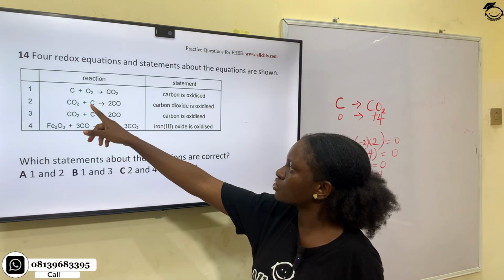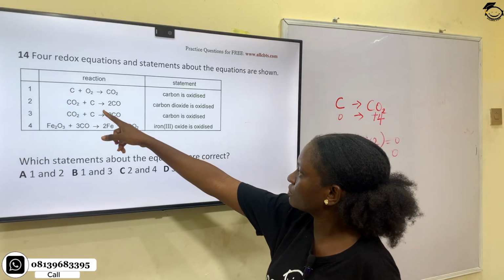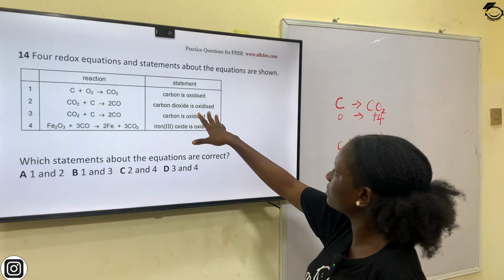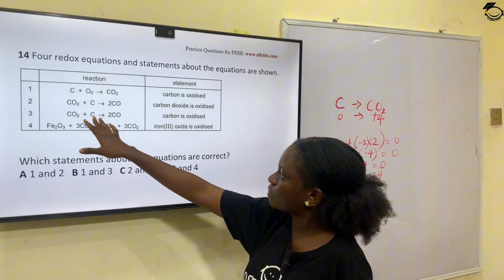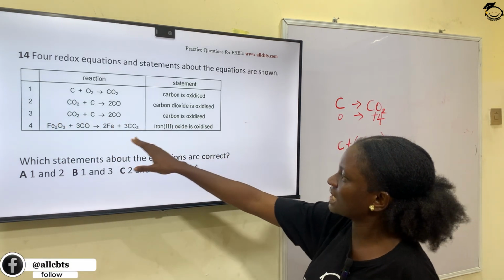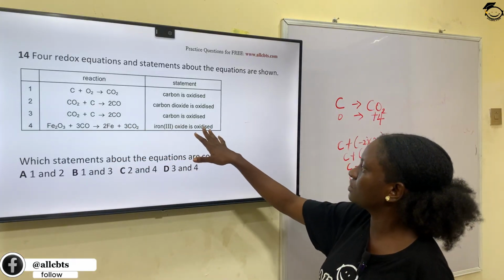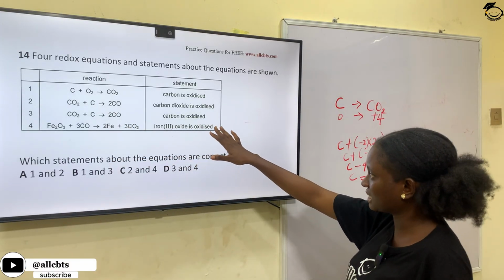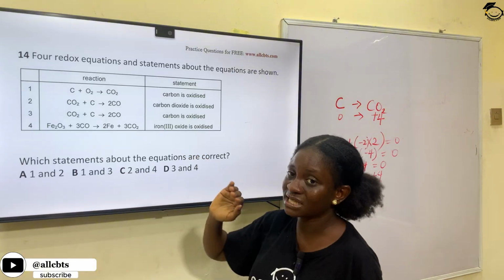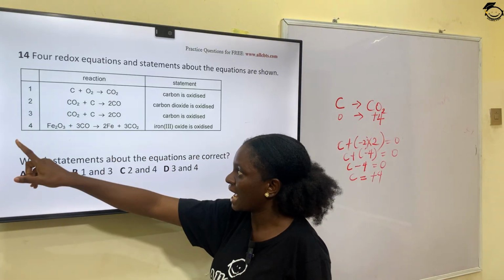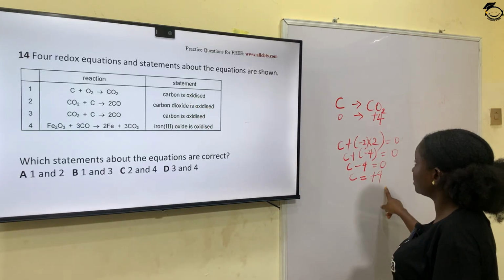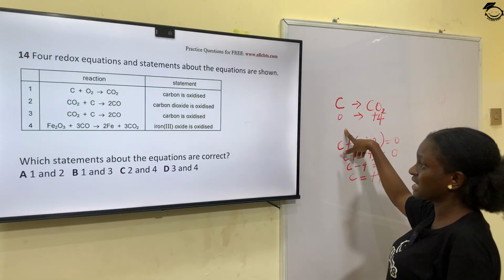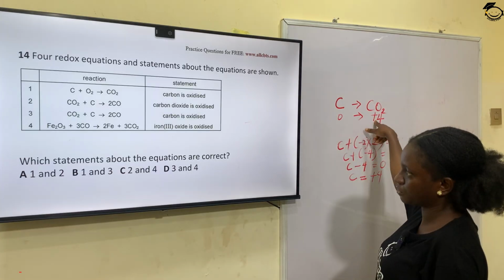Here CO2 plus C, so we give 2 CO, carbon dioxide is reduced. Then 3 CO2 plus this, carbon is oxidized. Then the last one, iron(III) oxide is oxidized. So from this, only 1 and 3 is correct. But we've already verified 1 to see that carbon is oxidized from 0 to +4.